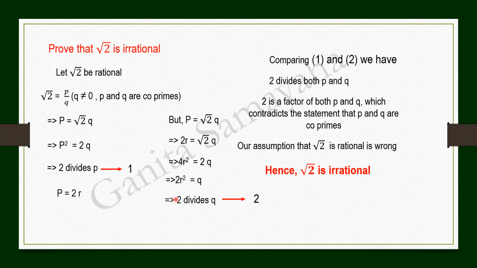So from these two, you know that 2 is dividing both P and Q. That's all. So this means that 2 is a factor of both P and Q, which is contradicting our assumption. And that is because we assume that root 2 is rational, which is wrong. Hence, root 2 is irrational. That's all. Is it clear, children? You do the same thing for root 2, root 3, root 5, root 7. Everywhere it is the same procedure. Let us do one more problem.